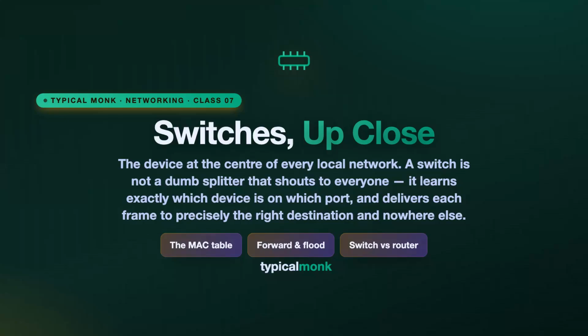A switch is not a dumb splitter that shouts every message to everyone. It is a smart device that learns exactly which device is plugged into which port and then delivers each message to precisely the right destination and nowhere else. Today, we will open the switch up and watch that intelligence at work: MAC addresses, the address table it builds, how it forwards a frame, what it does when it does not yet know the answer, and how it differs from its cousin the router. By the end, the box at the center of the LAN will hold no mysteries.